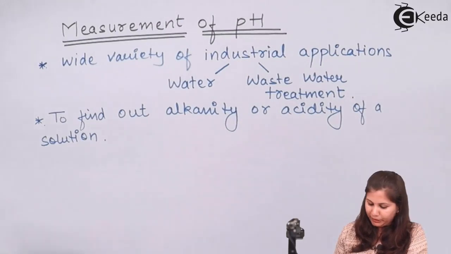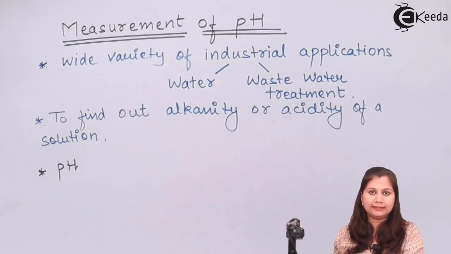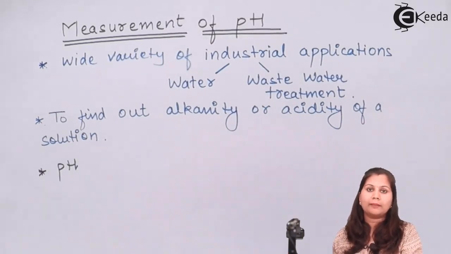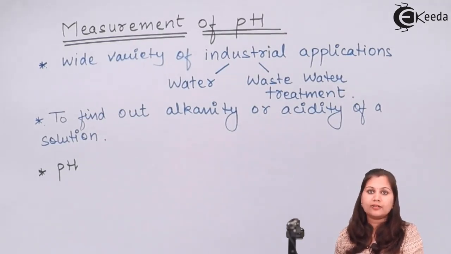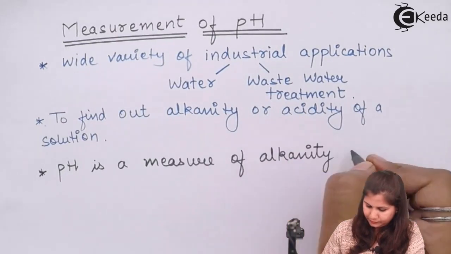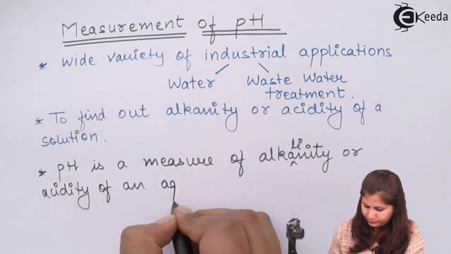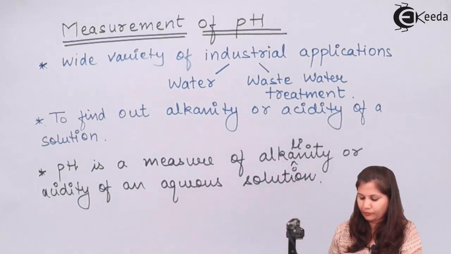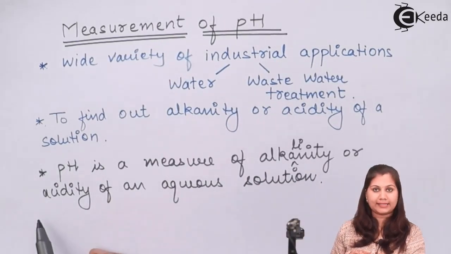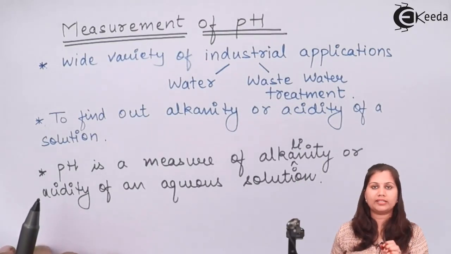So if we want to define the pH, then we can say that pH is a measure of the acidity or alkalinity of aqueous solutions. Aqueous solutions are those solutions which are dissolved in water, which have water as their solvent. So if we say alkalinity or acidity, we want to find out whether the chemical is an acid or a base.